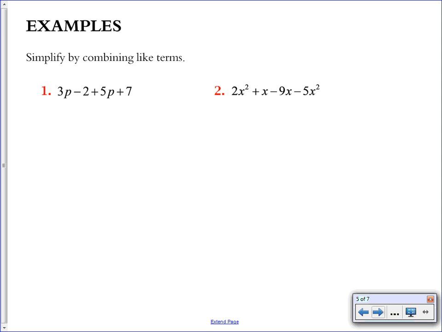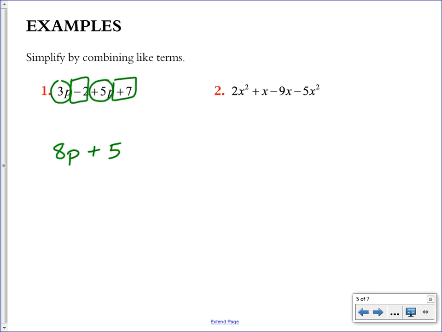Some further examples. Example 1 here, I'm looking for like terms. I see a 3p and I see a positive 5p. Notice I'm circling the sign in front of the 5 as well. Positive 3p, positive 5p, when I combine them is 8p. Combine using addition. Negative 2 constant term and a positive 7 constant term. Those can be added together to give me a positive 5. And 8p plus 5 is my simplified final answer.